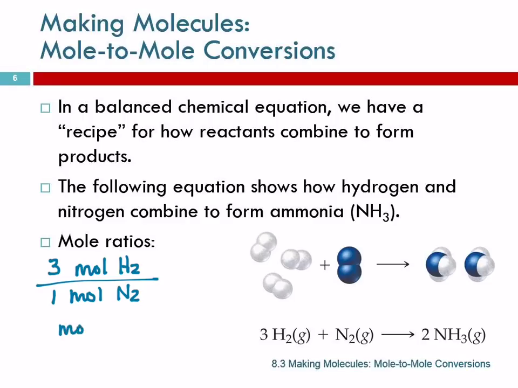How about moles of ammonia? 2 moles of ammonia to how many of these? 1. So 2 moles of ammonia are formed for every 1 mole of nitrogen molecules that react.